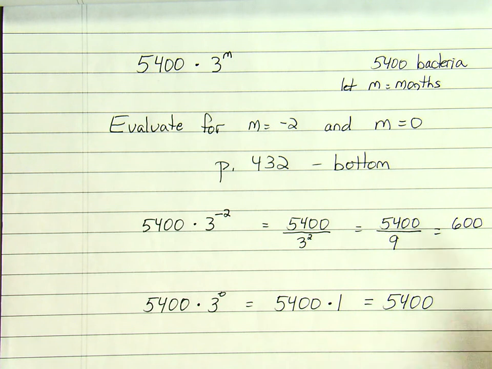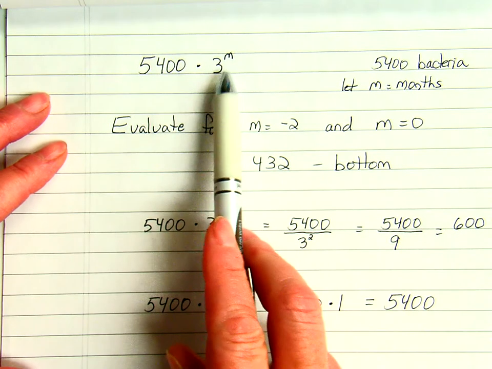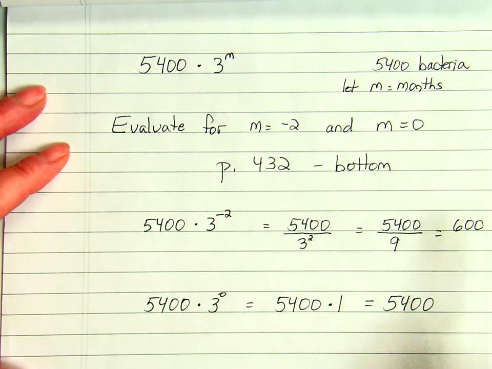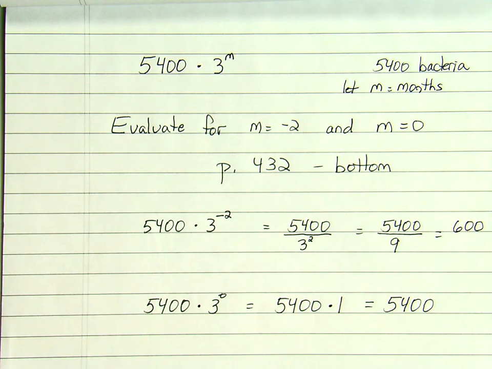What we are basically doing is just replacing that exponent with the values that they give us. But what they do want you to look at is, what does it mean? What are they talking about?